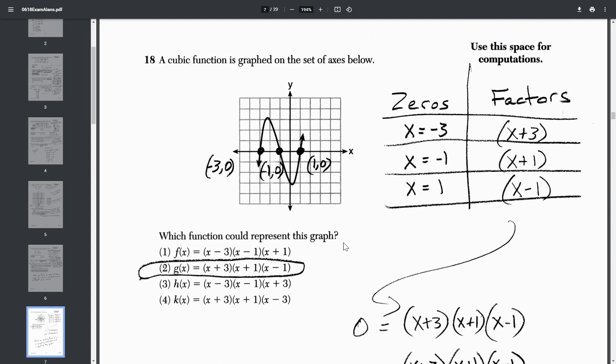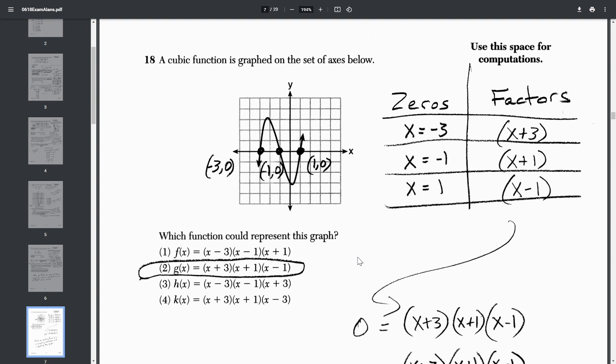Number 18, which function could represent this graph? So we just need to look at where this graph hits the x-axis. And then remember, where it hits the x-axis is actually the opposite of what is part of the function. Look at choice 2, which is the correct answer.